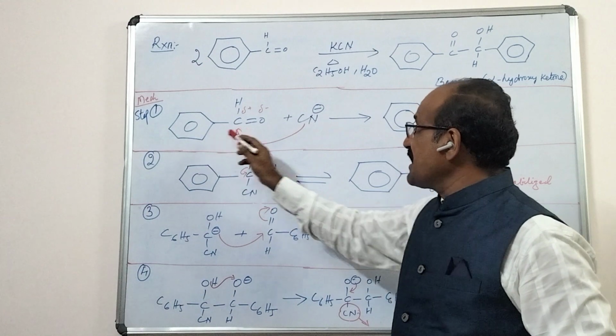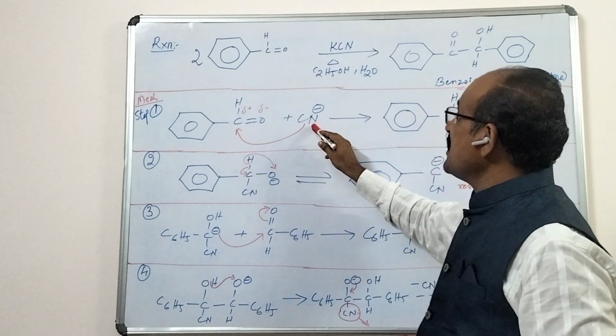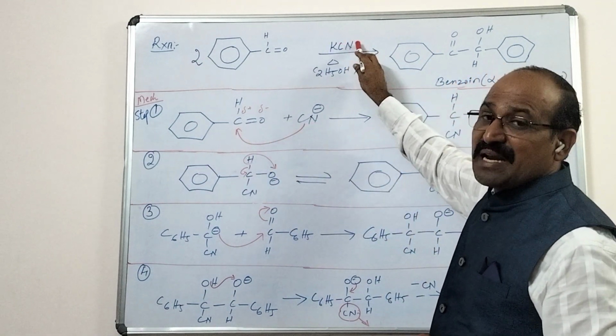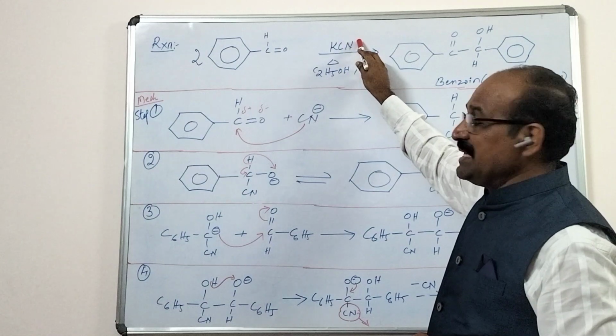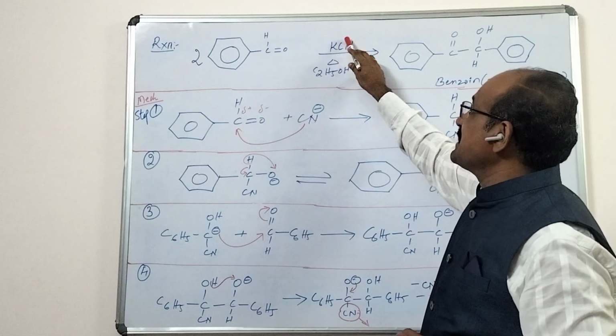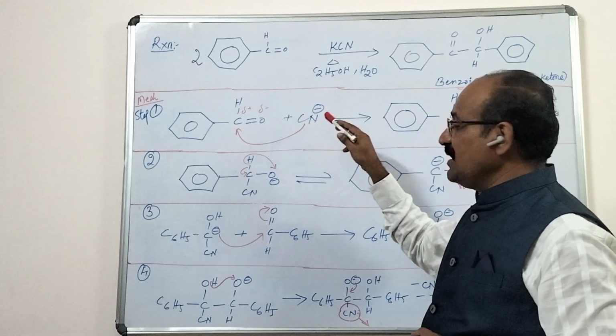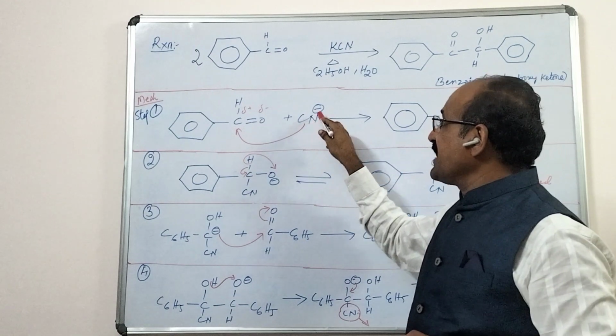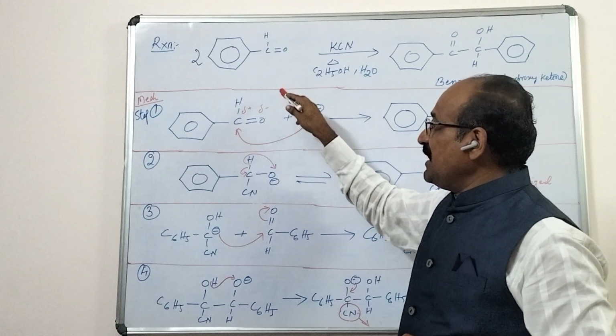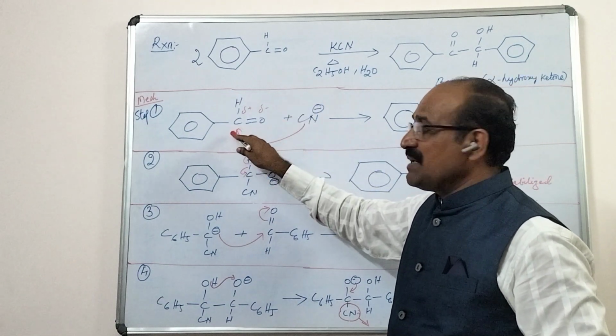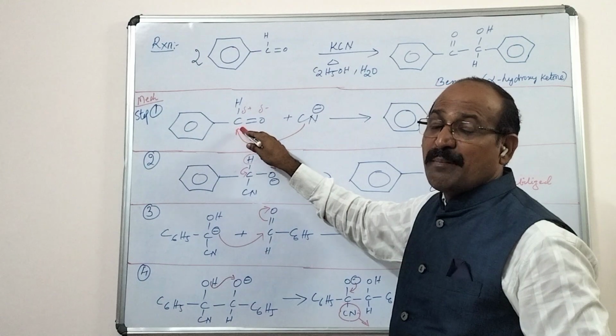So in the first step you will see this cyanide ion which is dissociated from the potassium cyanide. This will dissociate heterolytically, thereby producing K plus and CN minus. This CN minus is actually a nucleophile, a negatively charged species, which attaches to the carbonyl carbon of the benzaldehyde.